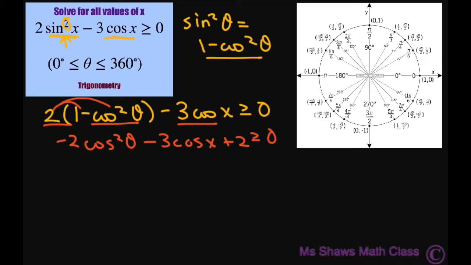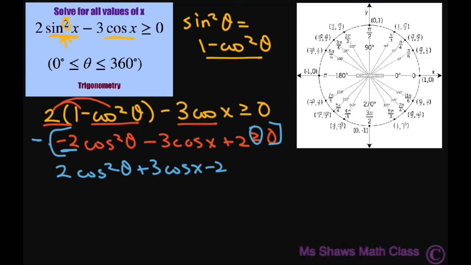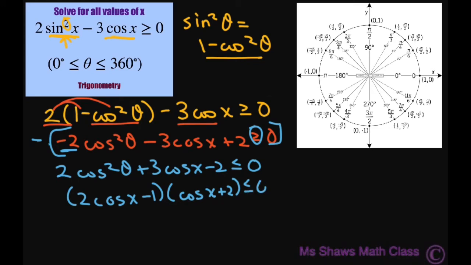Now, let's see if we can factor this. I don't like the lead there. So let's go ahead and negate everything by multiplying by negative 1. I just usually put a negative out there. So that's going to be 2 cosine squared of x plus 3 cosine of x minus 2, and we have to flip that sign. Now it's going to be easier to factor. And we're going to get 2 cosine of x minus 1 and cosine of x plus 2 is less than or equal to 0.